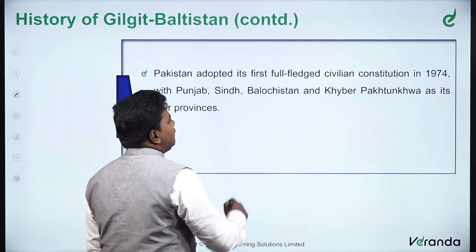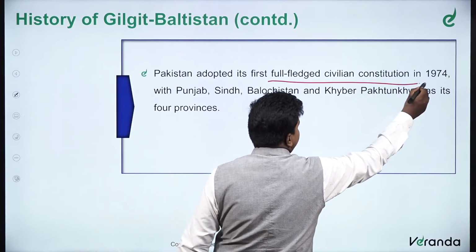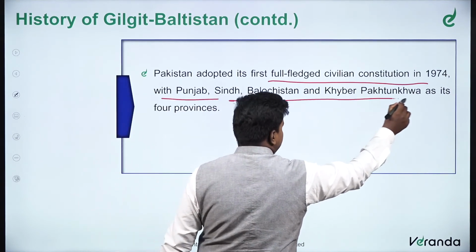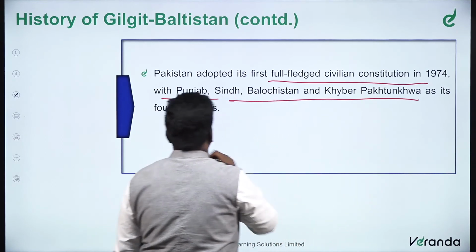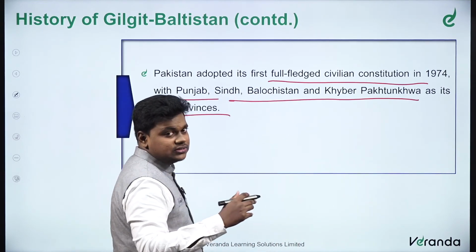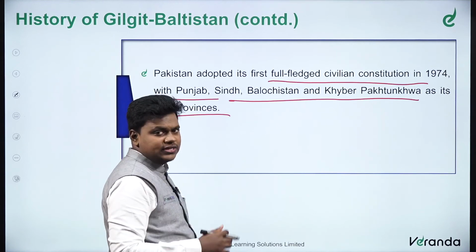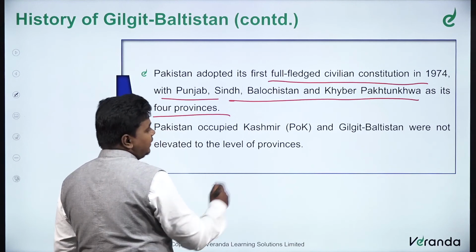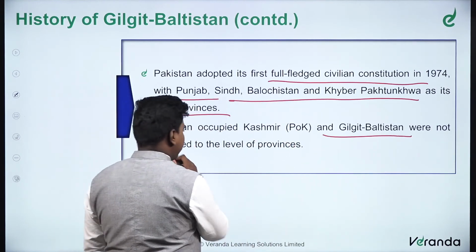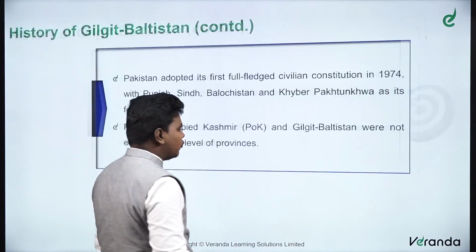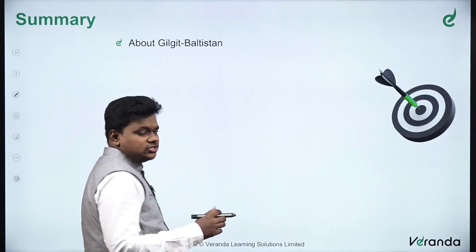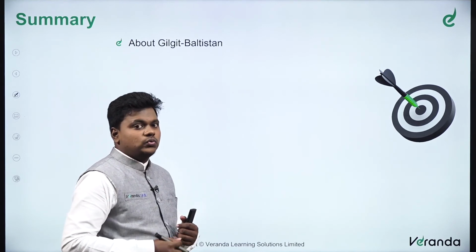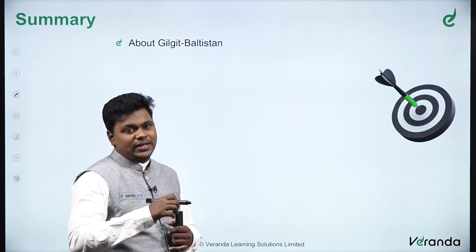Further, Pakistan adopted its first full-fledged civilian constitution in 1974 with Punjab, Sindh, Balochistan and Khyber Pakhtunkhwa as its four provinces. So at the time when the constitution was formed, Gilgit was not elevated to the position of a province. Pakistan-occupied Kashmir and Gilgit-Baltistan were not elevated to the level of provinces, as we discussed before. Now Pakistan is planning to elevate the Gilgit region to a province.